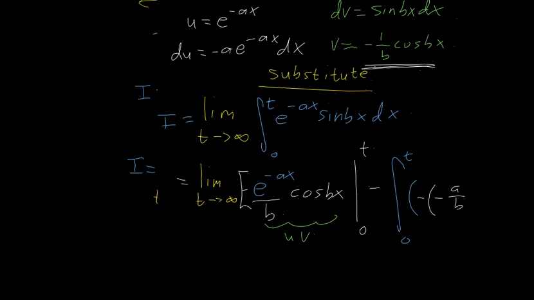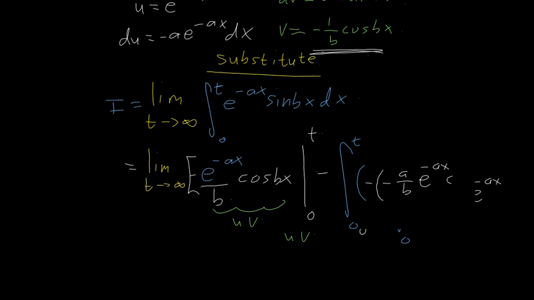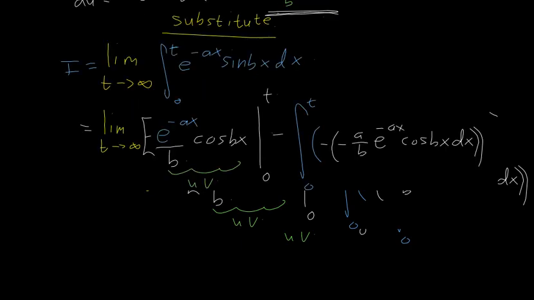So a over b, e to the negative ax, cosine bx dx. Hope you guys are finding this interesting. So this is a cool integral. It's not that bad, but it does take some time to integrate.